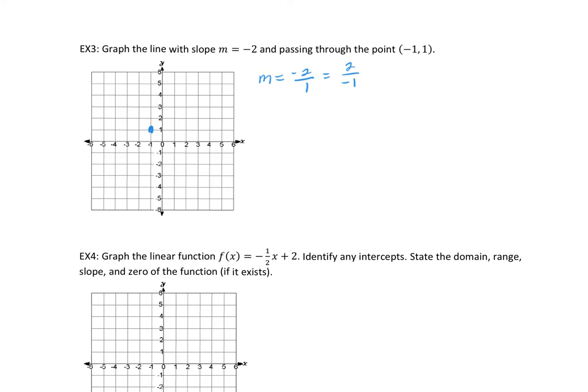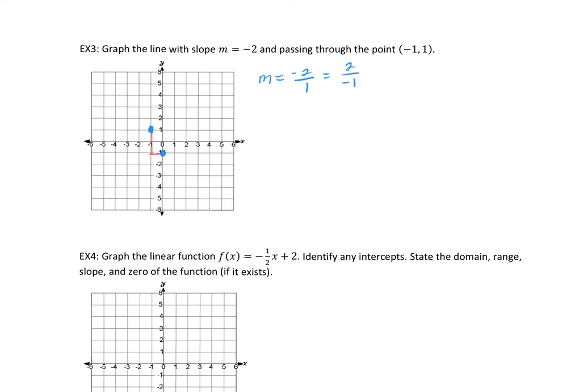Well, the negative 2 is telling me, remember that's y, so I have to go in the y direction a negative 2, or down 2. So from this point, I'm going to go down 1, 2 in the y direction, and then a positive 1 in the x direction, or 1 unit right, and then I'm at my second point. So I can simply draw my line right now.